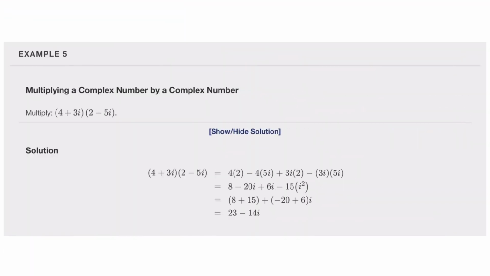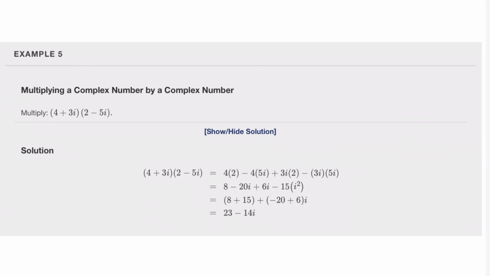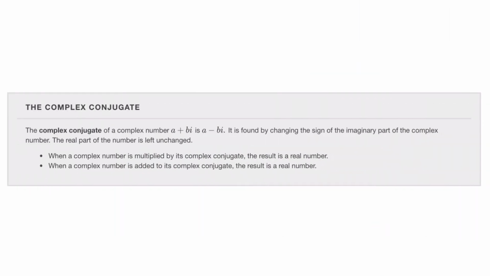Okay, and here's just a typed version of what we just did. So the complex conjugate of a complex number a plus bi is going to be a minus bi. It's found by changing the sign of the imaginary part of the complex number. The real part of the number is left unchanged. When a complex number is multiplied by its complex conjugate, the result is a real number. When a complex number is added to its complex conjugate, the result is a real number. Okay, that's interesting.